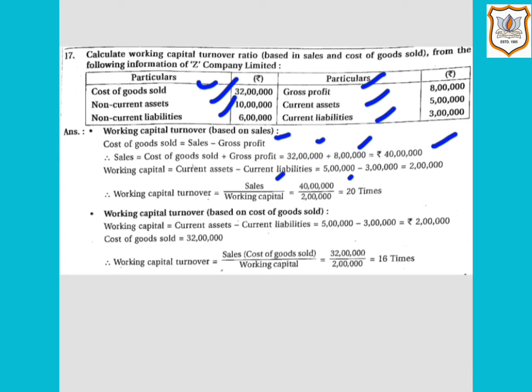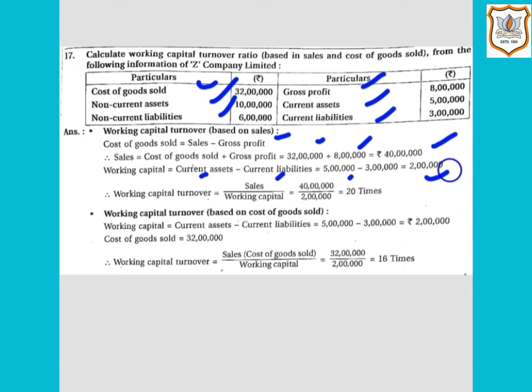Now we need to find out working capital. Working capital is equal to current assets minus current liabilities. Here our current asset is 5 lakh and current liability is 3 lakh. So 5 lakh minus 3 lakh, that comes to 2 lakh. 2 lakh is our working capital.